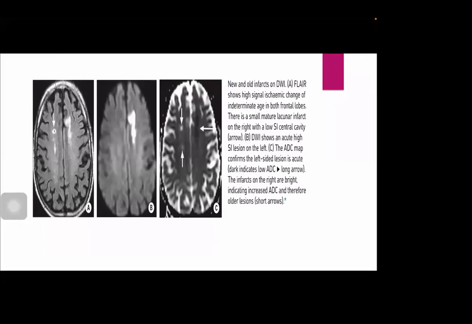This image is the DWI and ADC map to differentiate between new and old infarct. On the FLAIR image, you can see the high signal intensity involving the posterior frontal lobe infarct, with a low signal intensity center. On the DWI, you can see that the left frontal lobe shows restricted diffusion, while there is no restriction on the right side. On the ADC, this region has a low signal intensity, so it indicates an acute infarction, whereas the high signal on the right side indicates a chronic infarction.